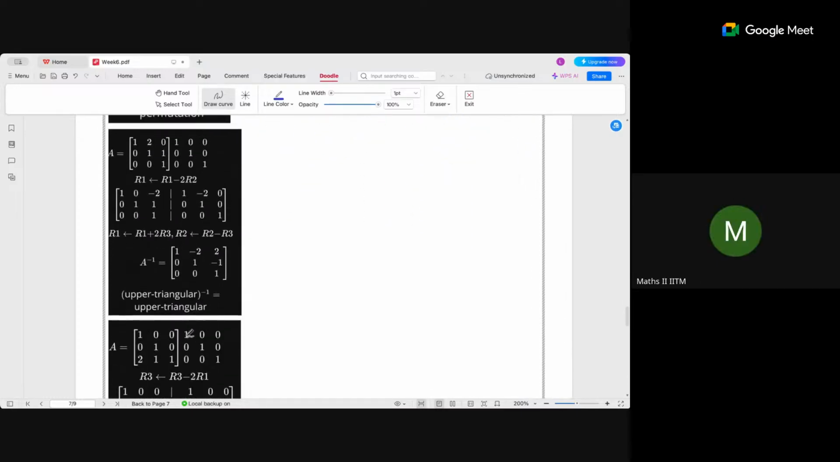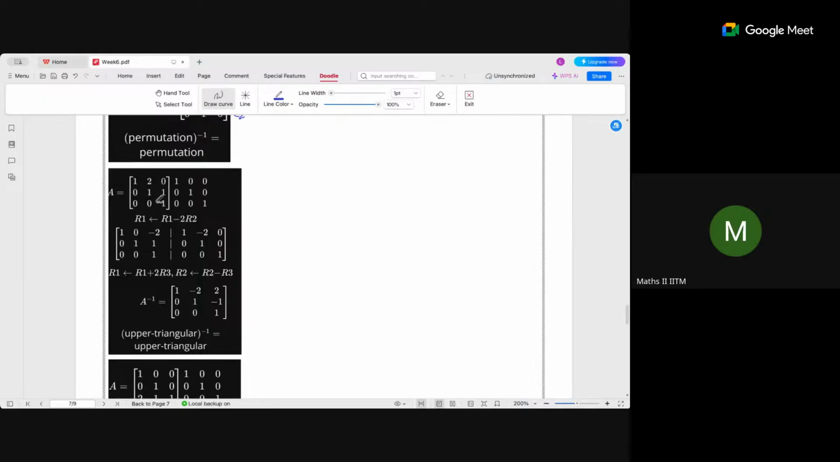Okay, so the next example, you can identify that you have an upper triangular matrix. Now, for an upper triangular matrix, we are trying to find the inverse. What is the first step? We want to make this entry 0, because these entries are already 0. So the next step, I want to make this entry 0: R1 minus 2 times R2. So this entry has become 0.